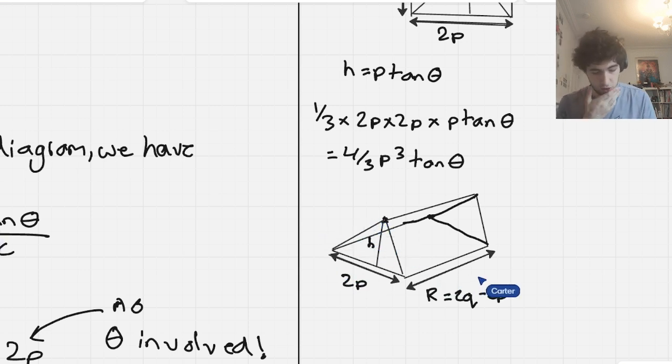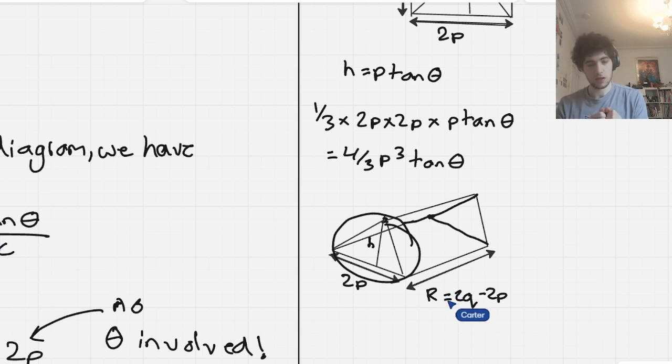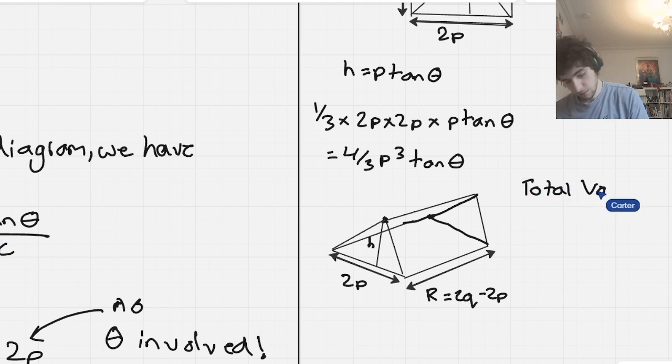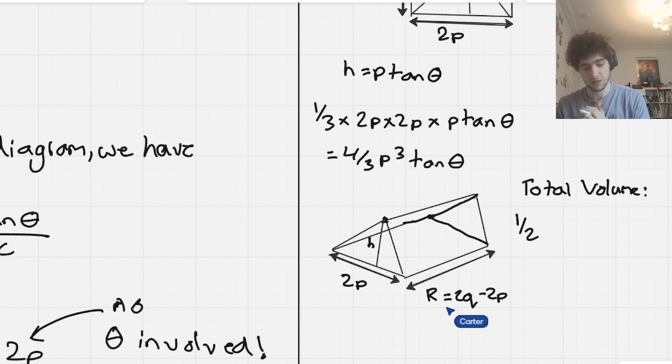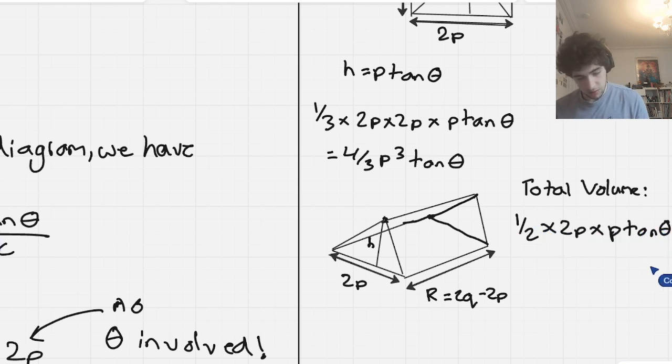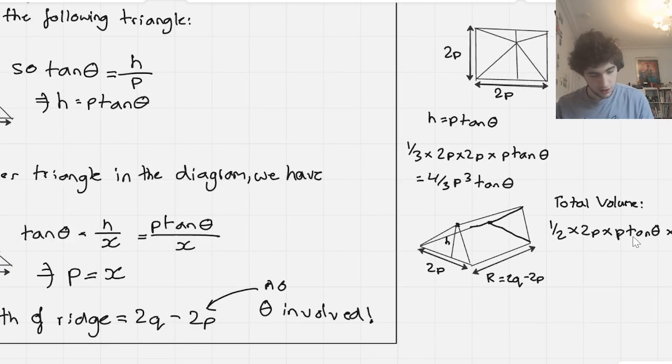So then we can calculate the volume of our triangular prism by calculating the area of this face, the cross-sectional area, and multiplying it by the length of the triangular prism. So the total volume here is going to be the area of the triangle. This is h, that vertical height, so that's definitely the height we want to use to calculate the area of our triangle. So we have a half times 2p times h, but h is just p tan theta, so times p tan theta. But then we also want to multiply that by the length, so that's multiplied by 2q minus 2p. Okay, and now we need to just simplify that.